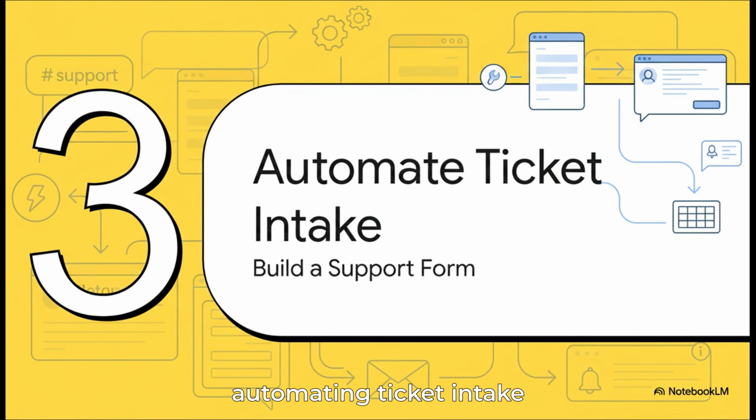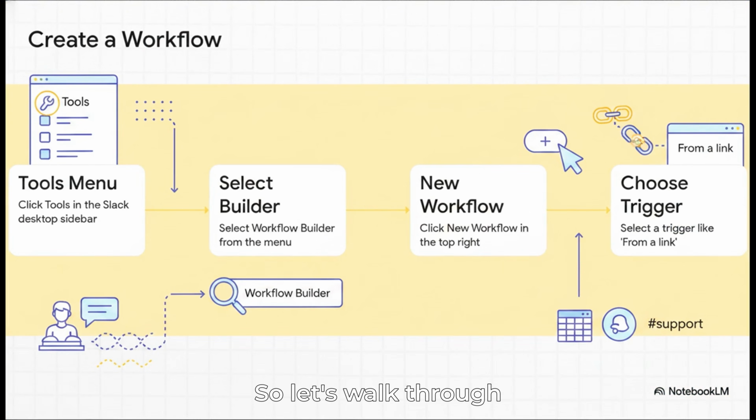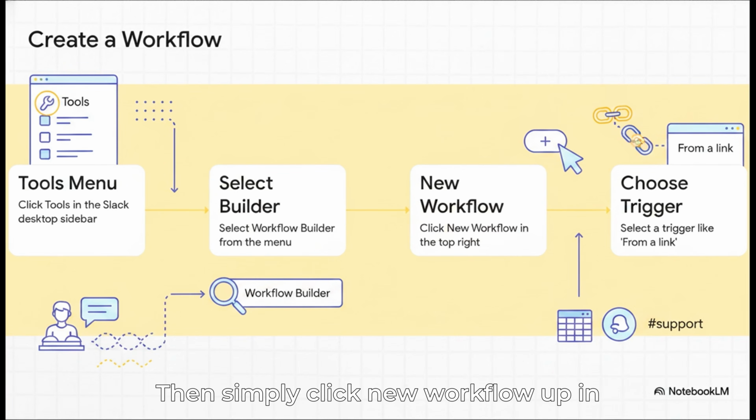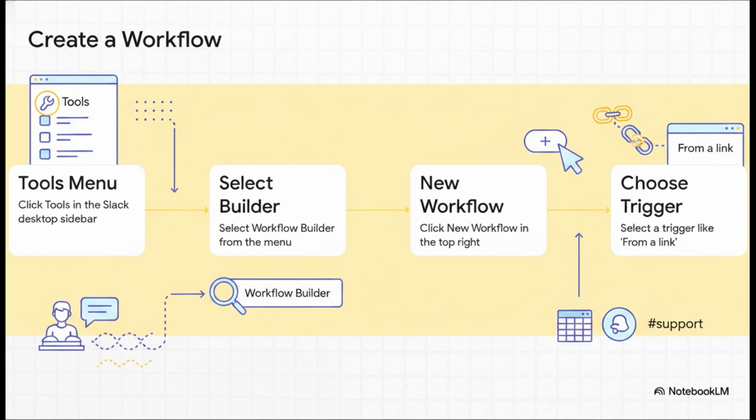Section 3, automating ticket intake by building a support form. So let's walk through exactly how you do this, and you can totally do this even on a free Slack workspace. First, just look over at your Slack desktop sidebar. You're going to click on Tools, or it might say Automations, depending on your specific layout. From there, just select Workflow Builder. Then simply click New Workflow up in the top right corner. Finally, you choose your trigger event. Boom, it really is that easy.